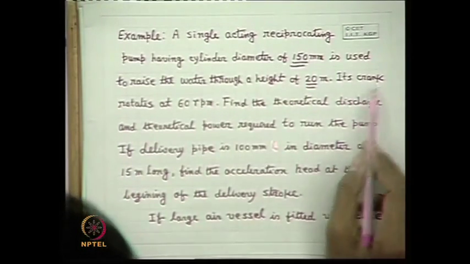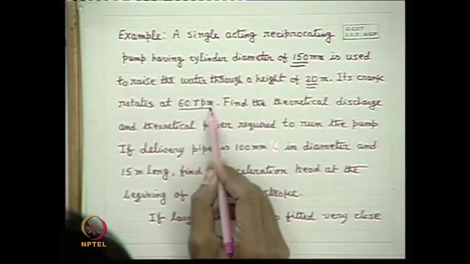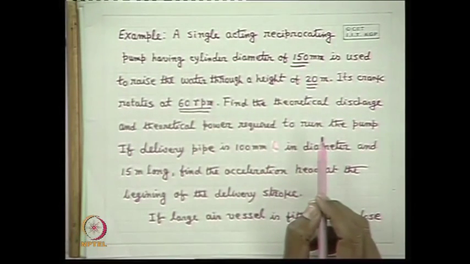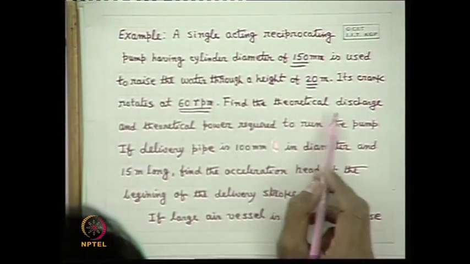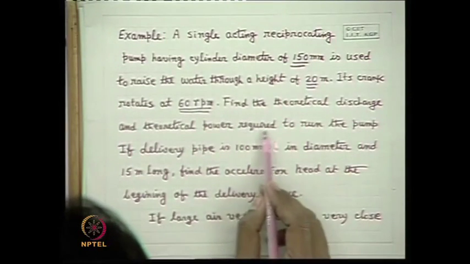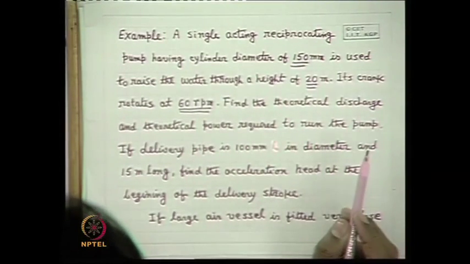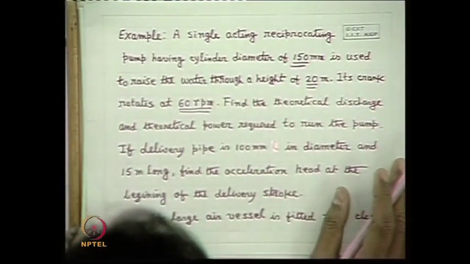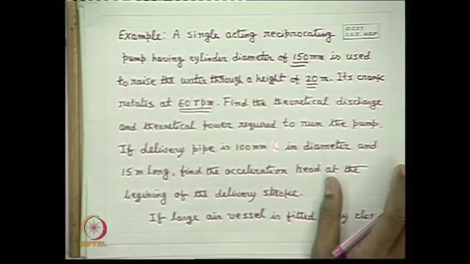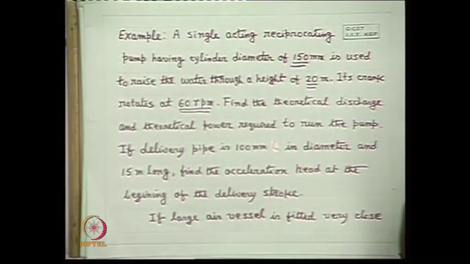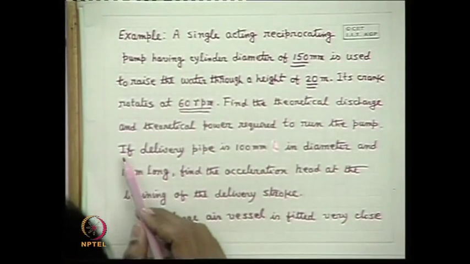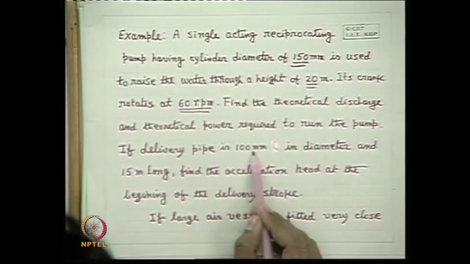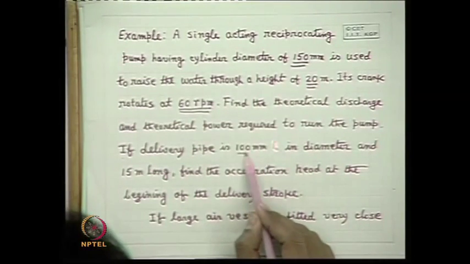Cylinder diameter. Its crank rotates at 60 rpm, that is the revolutionary speed is 60 rpm. Find the theoretical discharge and theoretical power required to run the pump. First is the theoretical discharge and theoretical power. Theoretical discharge and theoretical power are related to the power and discharge which neglect the acceleration and decelerations of the piston.